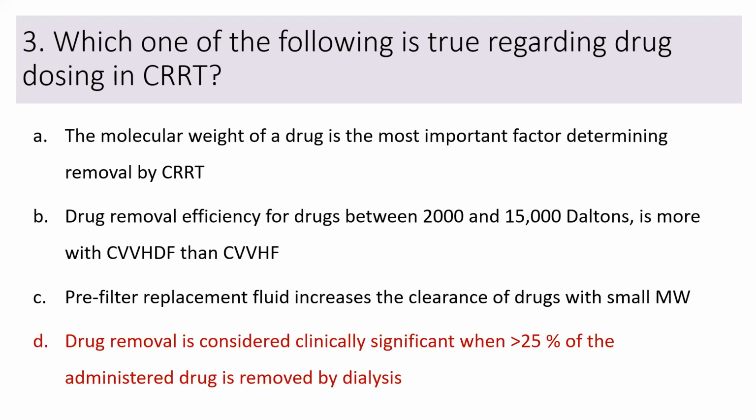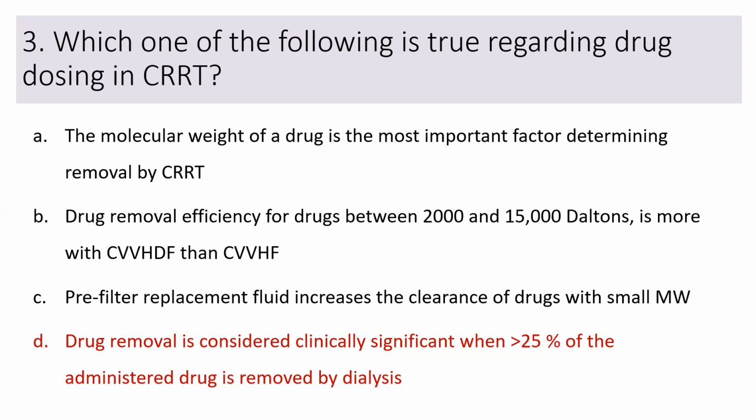So going option wise, in CRRT the most important factor determining removal is the volume of distribution. Because if the volume of distribution is high, less of the drug will be present in the intravascular compartment and less of the drug will be available for removal in the CRRT filter. So molecular weight of the drug is not the most important factor.